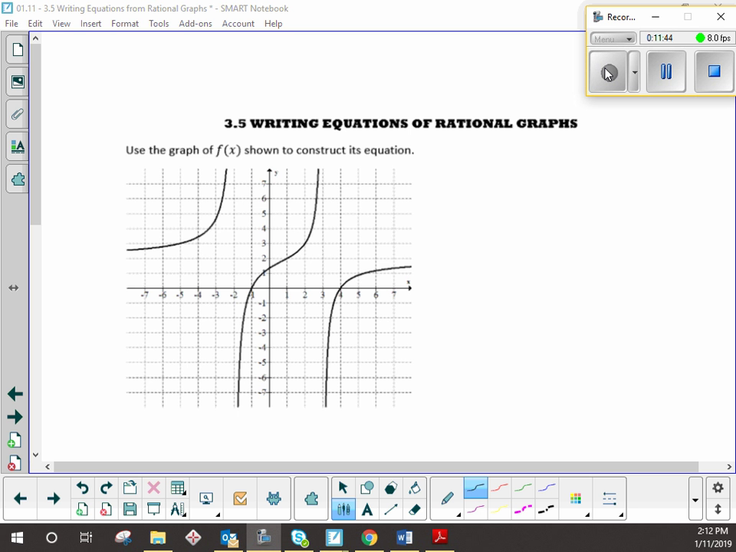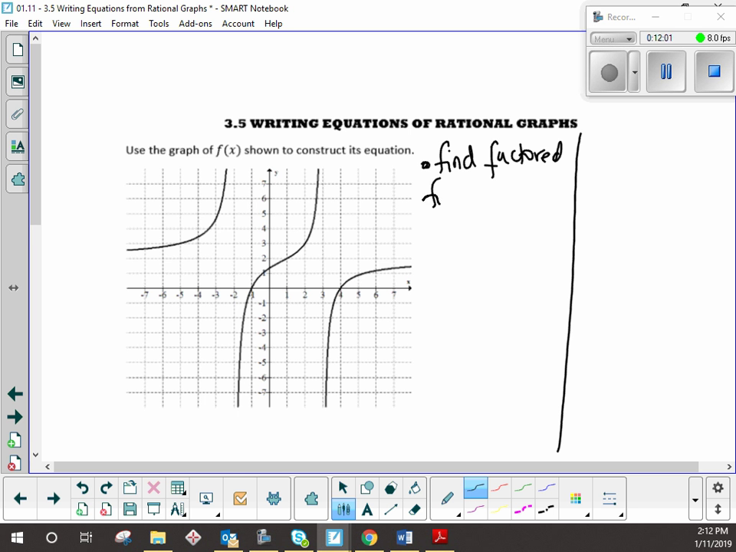All right, here's the first thing I want you to write. The first step that we're going to do is find the factored form of the roots and the vertical asymptotes. So we're going to find factored form for the roots and asymptotes.